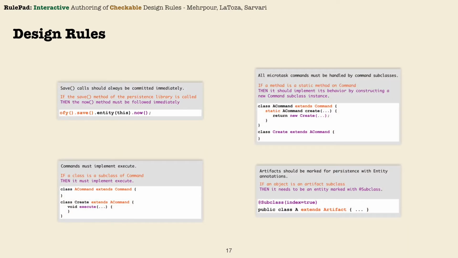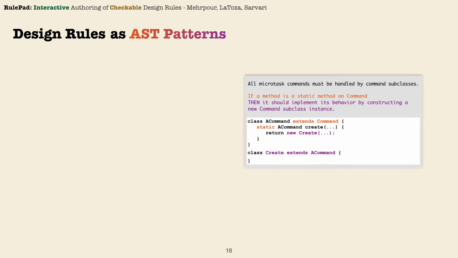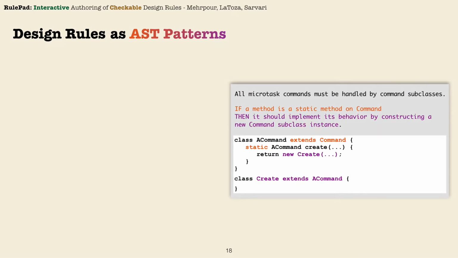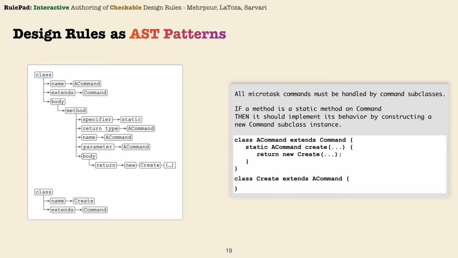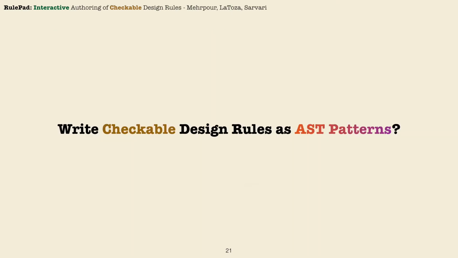A common theme between all these design rules is that the quantifier and the constraints of these design rules can be expressed and represented as AST patterns. For example, if we look at this design rule and consider its code snippet, the AST of the code looks like this, and the design rule can be expressed as queries that match specific elements of the rule in the AST. But how can we write checkable design rules as AST patterns?